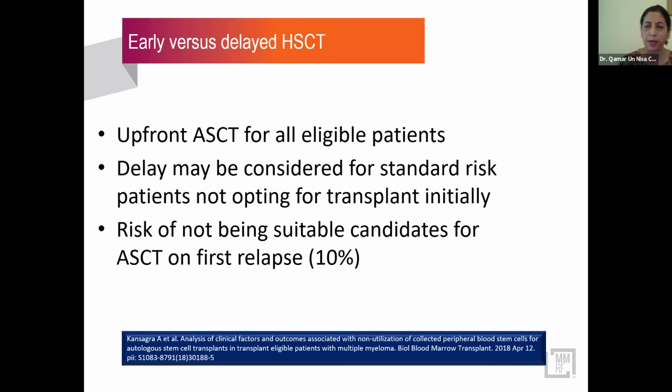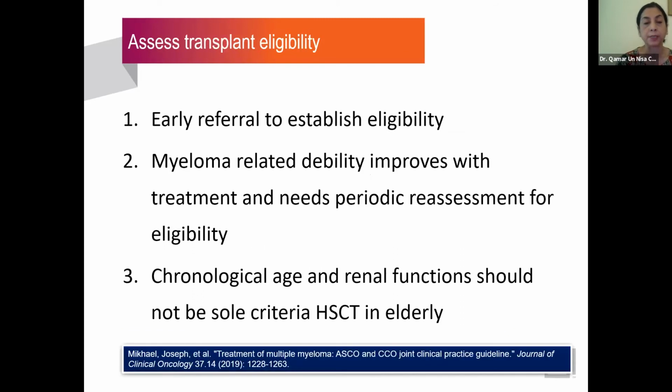Obviously we know that myeloma is a disease of the elderly, so there is a risk that patients may not be suitable candidates for an autologous transplant at the time when they relapse. In fact, there is a retrospective analysis in which they looked at the reasons for patients not being able to go on to transplant, and these included newer comorbidities and deterioration in the functional status of the patient, and about 10% of the patients eventually did not have a second transplant at relapse.